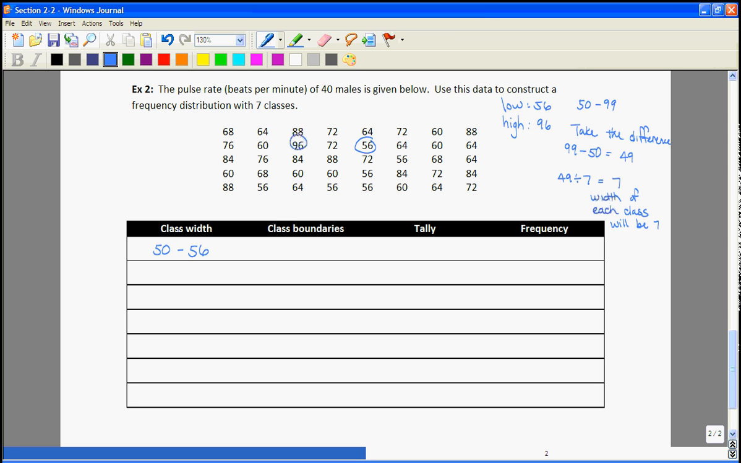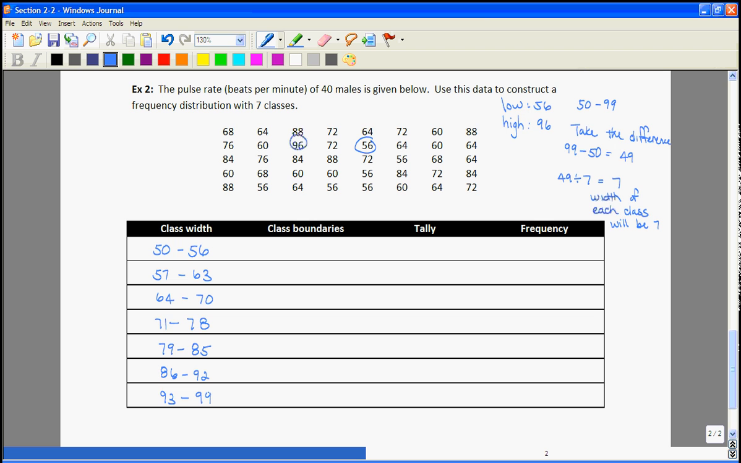So if the first class ended on 56, then the next one will have to start on 57, and it's going to go up to 63. And then the next class will start at 64 and go up to 70. And notice, just as we mentioned before, in between the classes, we still have a difference of 7, from 50 to 57, from 57 to 64. Let's go ahead and fill in the rest of these. And now with our last class, 93, we'll land right on that 99.